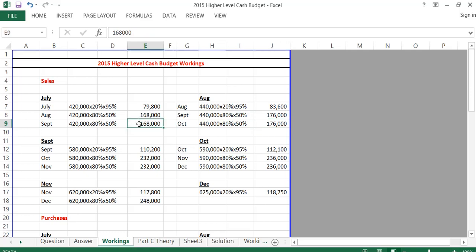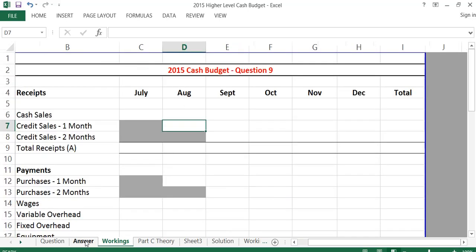So when you get better at these, you might not need to do all of these workings. You might be able to do it straight in the calculator, but for today I'll just show these workings. So now we have to fill these into the cash budget.